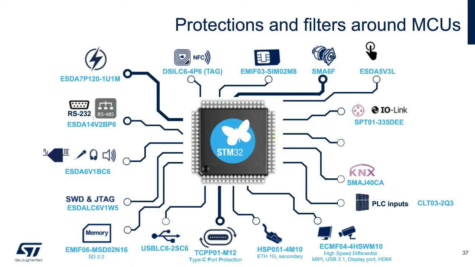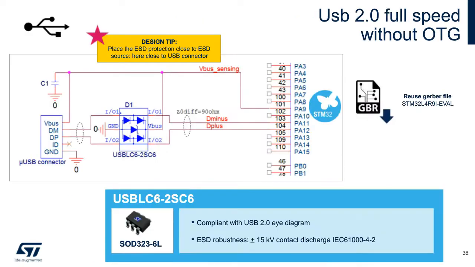First example is the USB connector, which should be equipped with a protection device capable of protecting the microcontroller pins against ESD, but at the same time the protection device should not introduce high capacitance to the communication lines, in order to stay compliant with the USB eye diagram. The USBLC6 protection device can do the job, and you can find the recommended schematic and PCB layout in our reference designs for STM32L4 microcontrollers.